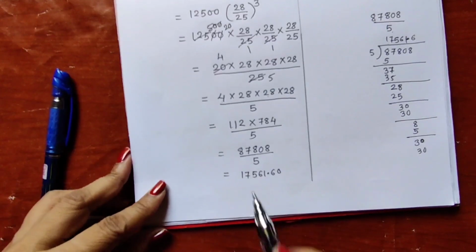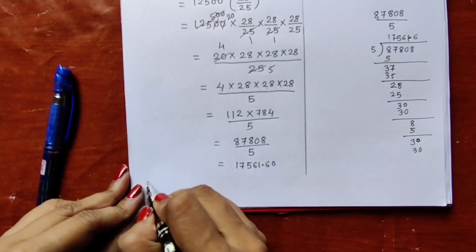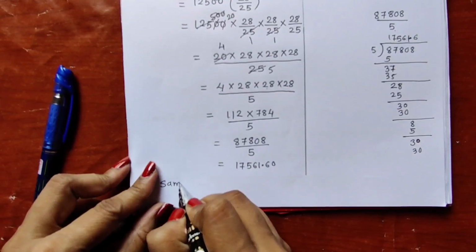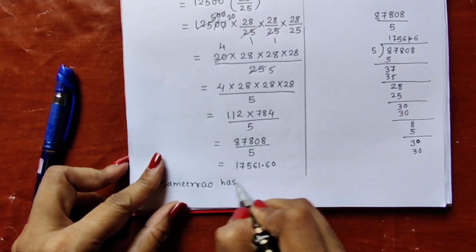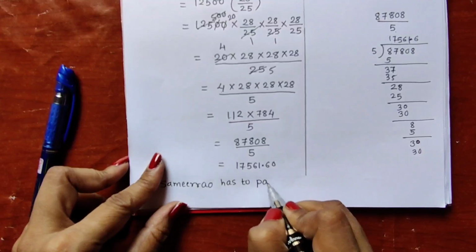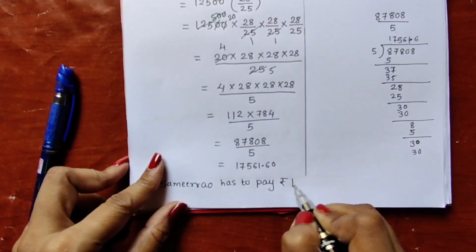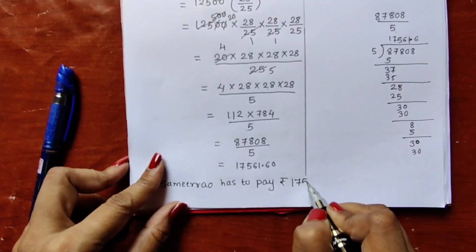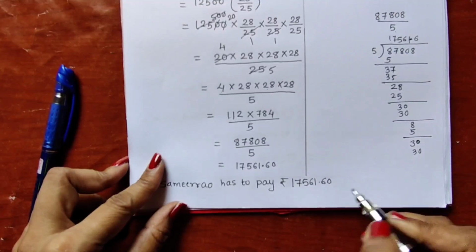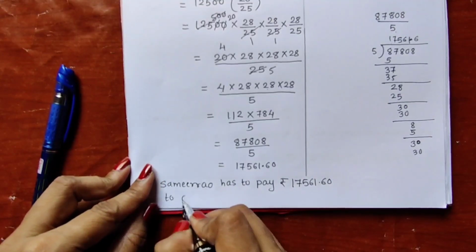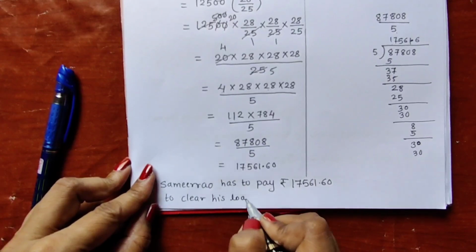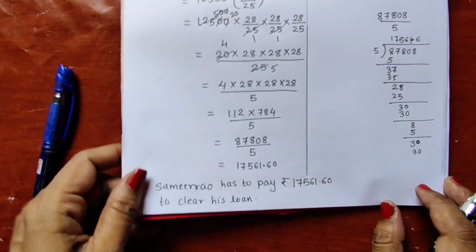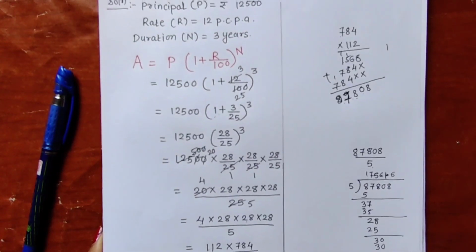So Samir Rao has to pay. Therefore, Samir Rao has to pay rupees 17,561.60 to clear his loan. So in this way, this full question can be solved like this.